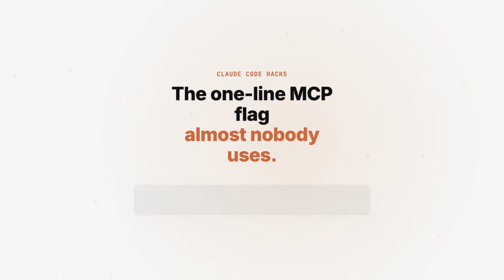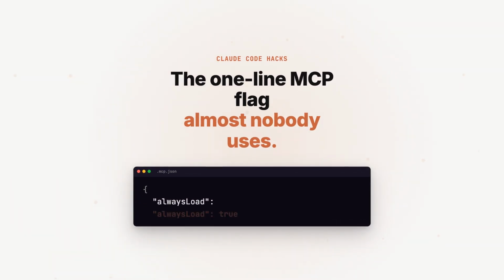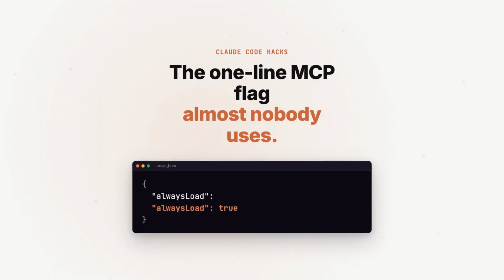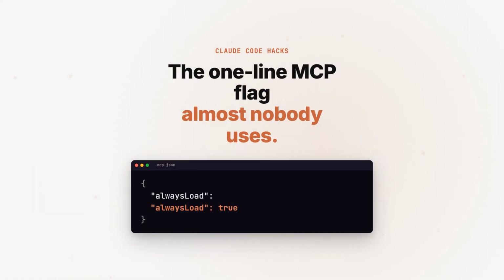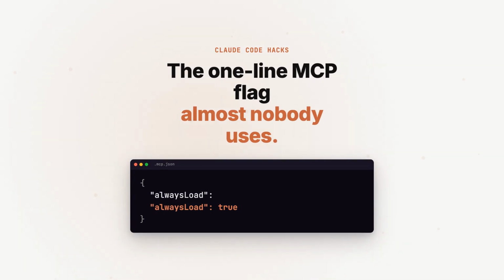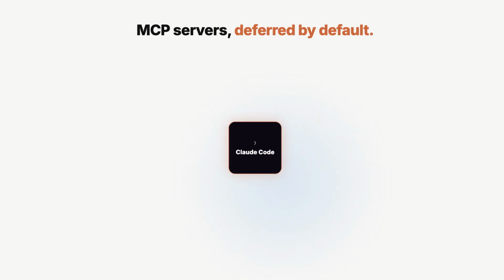Okay, so I found a one-line config flag in Claude Code yesterday. Almost nobody is using it, and it makes your favorite MCP server feel instant on every single turn. It's hidden in the docs. Here it is. Quick translation.